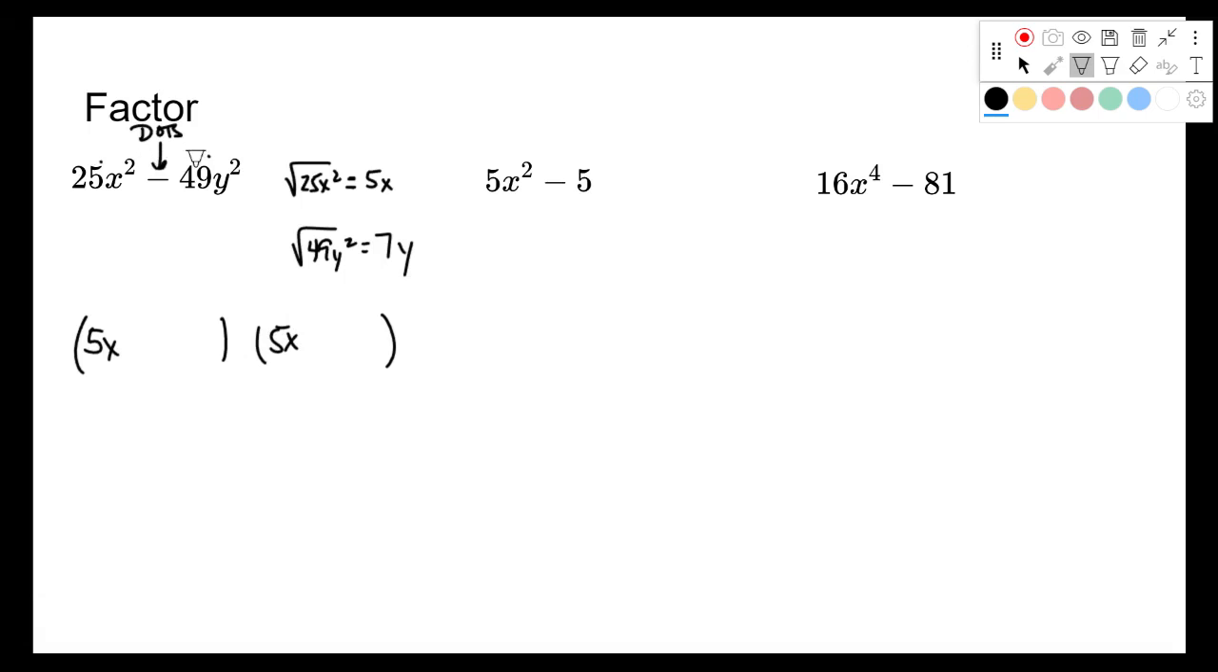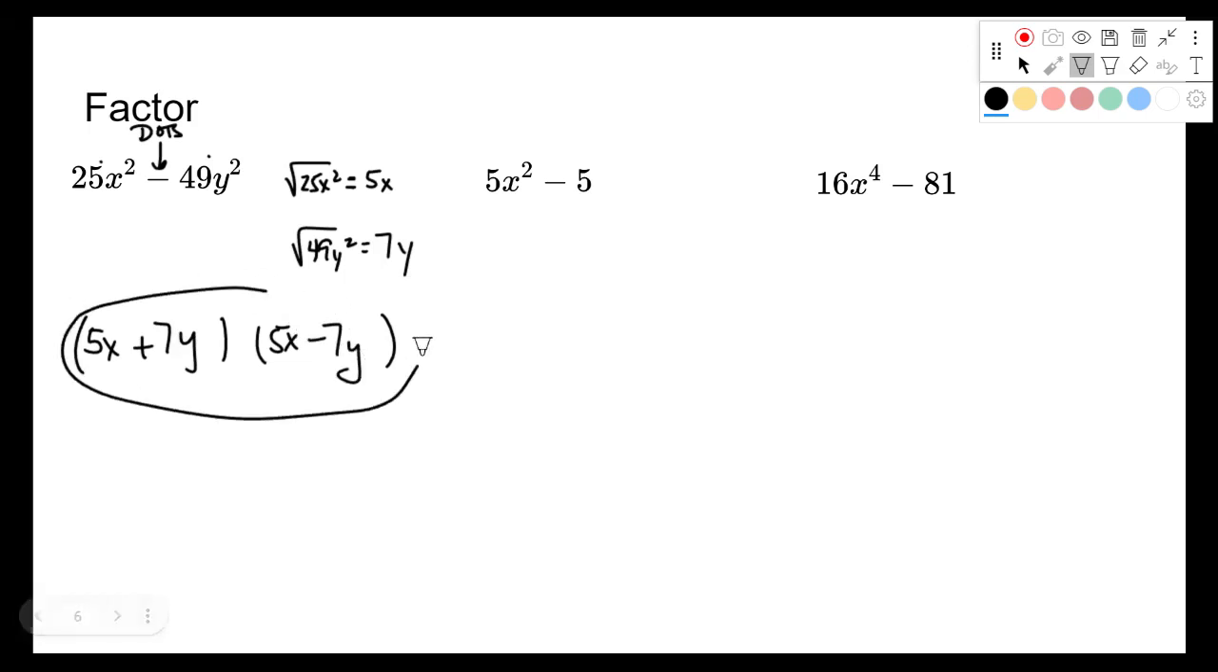Now I got to get a negative 49y squared using 7y. So that's going to be plus 7y minus 7y. And that's the answer.